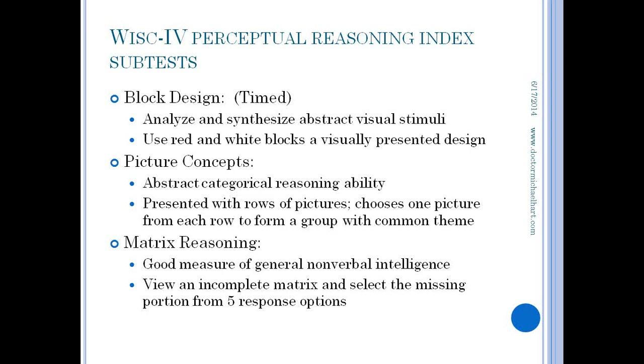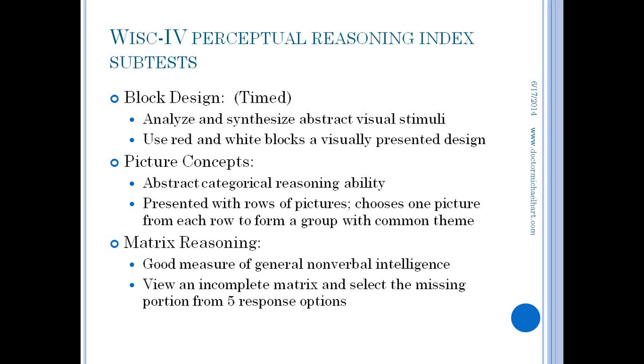Now, picture concepts gets into categorizing visual information. By that I mean the tester presents the child with rows of pictures, and they have to choose one picture from each row to form some kind of a group with a common theme. So it may be a row of all kinds of different things, and they pick out an animal in every row, or they pick out some kind of a vehicle in every row, something like that. And so again, they're using their visual reasoning to categorize and combine things in groups.